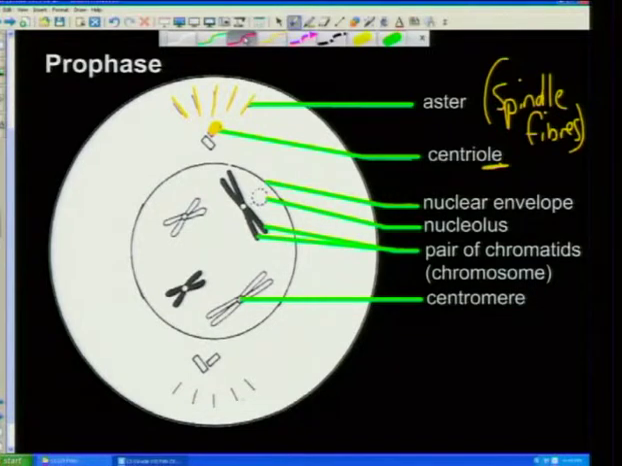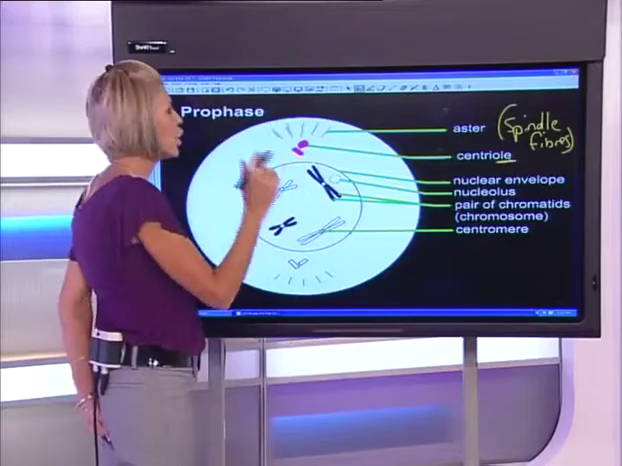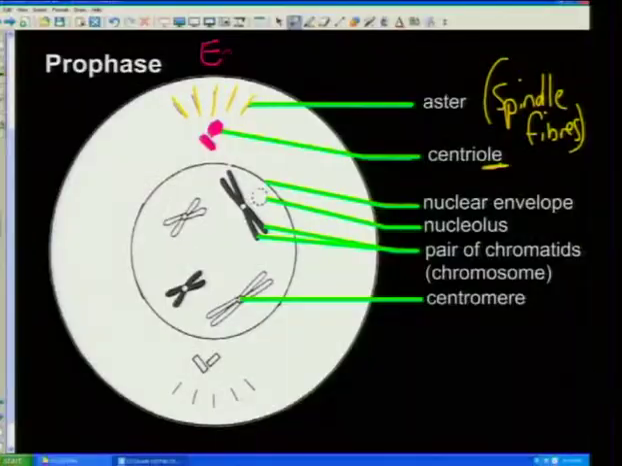And let's do it in pink. So there we go, all right? That's one centriole, this is the other centriole, and they are at right angles. Now this here would be early prophase. It's the beginning of prophase.